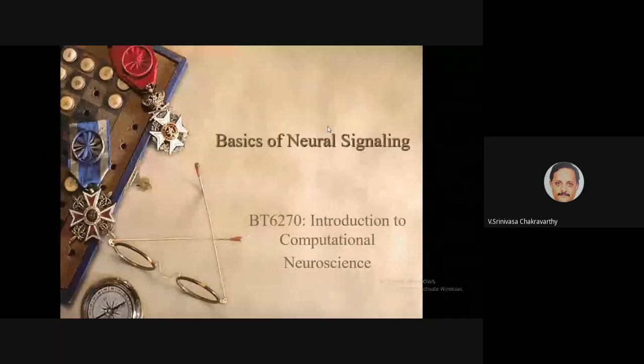What is a neuron? How does it signal to other neurons and all these things? Then we'll try to describe all that mathematically.